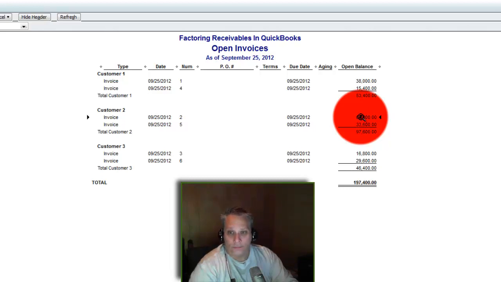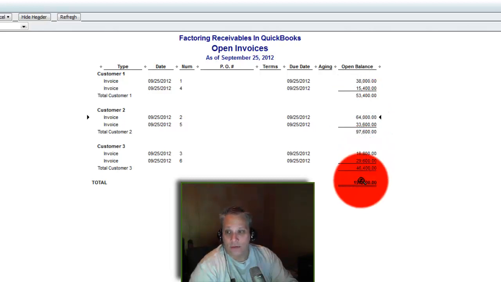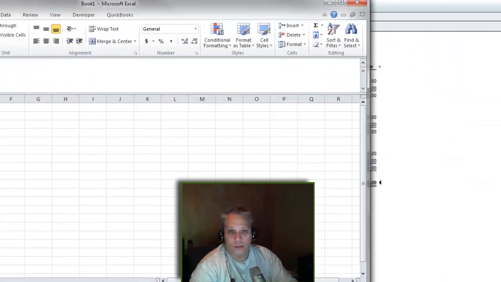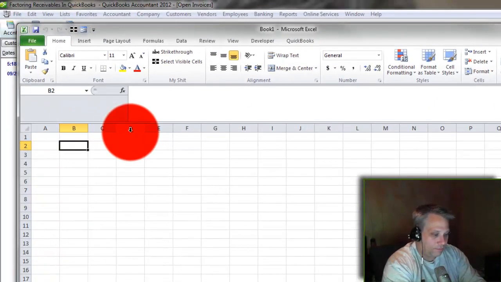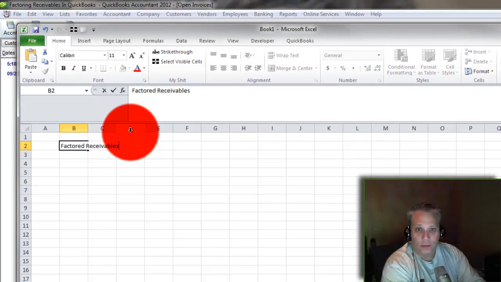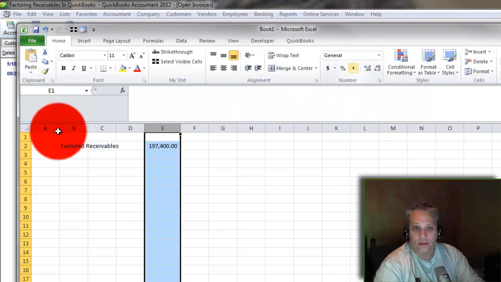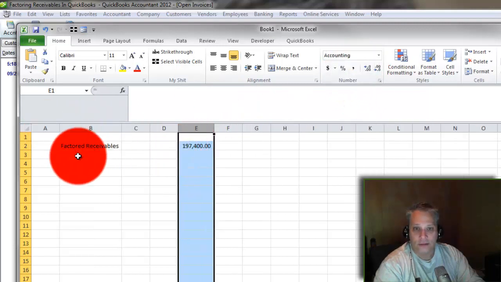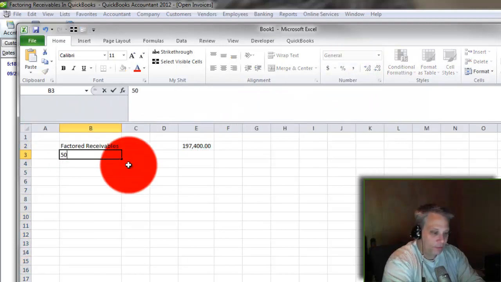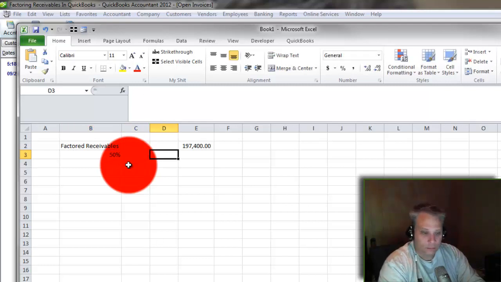So, what's going to happen? I agree to sell my factor $197,400 in receivables. Let's put that up on a spreadsheet here. Factored receivables, $197,400. A lot of times what they'll do is they'll pay me for half of that up front. And that's essentially the loan they're going to make me. So 50%, right?